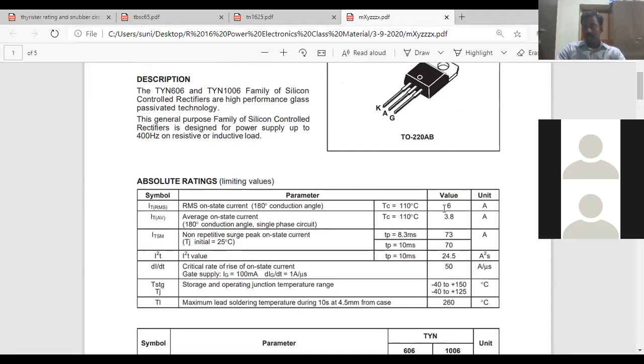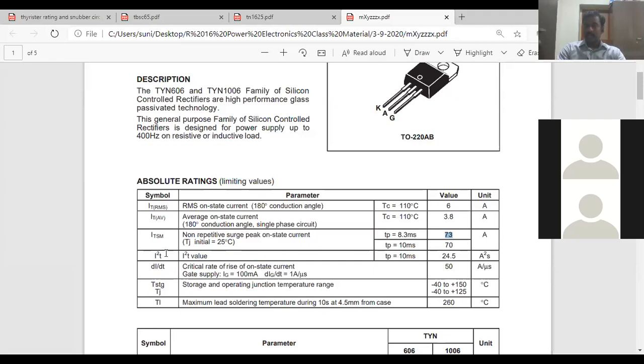Okay. So the RMS current value is going to be 6 amperes, isn't it? The average on-state current value is going to be 3.8 amperes. Okay. Then the on-state surge peak current value, as stated, will be 73 amps. Okay. It will be 73 amps.